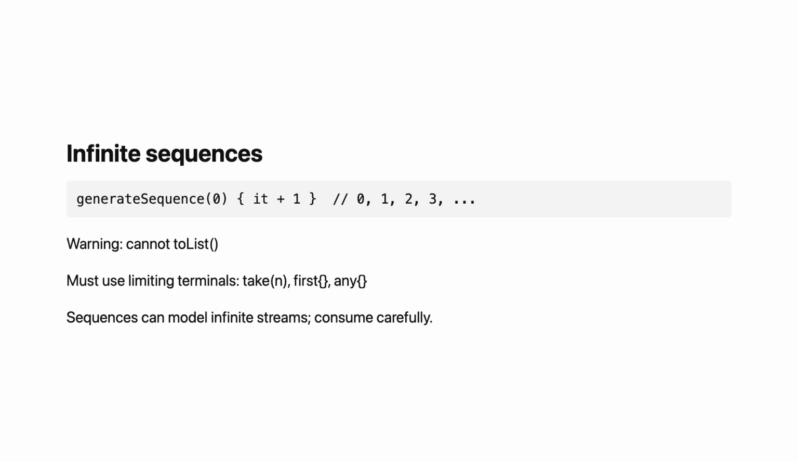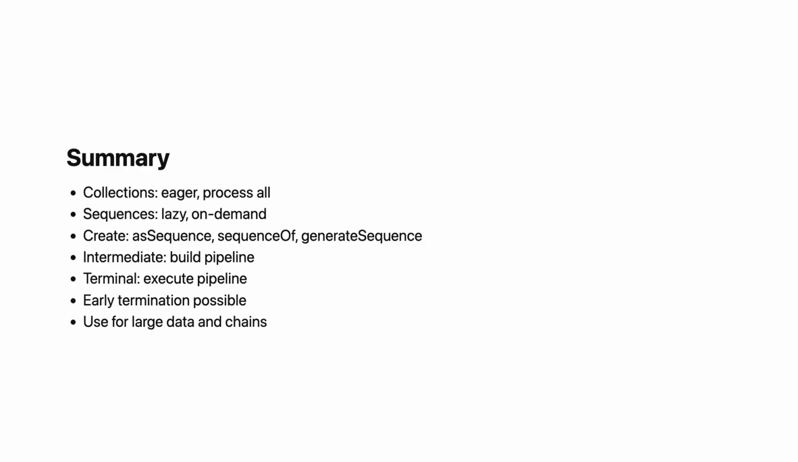Sequences can be infinite. generateSequence(0) { it + 1 } generates 0, 1, 2, 3 forever. You cannot call toList on an infinite sequence. It will never finish. Use terminal operations that limit consumption: take(10).toList, first with a condition, any with a condition. Infinite sequences model unbounded streams: numbers without end, random values, input lines from a file. The laziness is essential. Without it, infinite is impossible.